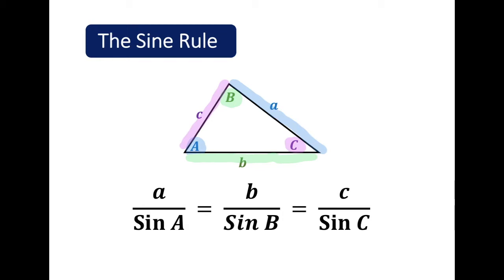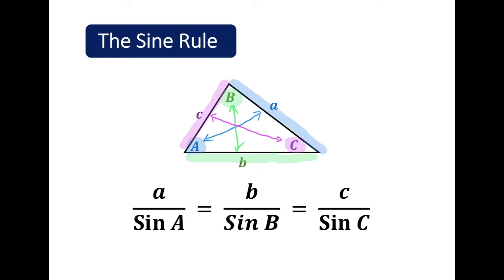When using the sine rule, it is important to remember that the side and the corresponding angle are opposite each other. So side A is going to be opposite angle A. Side B is going to be opposite angle B. And side C is going to be opposite angle C. So we can use this when we are working through problems involving the sine rule to be able to label our sides and angles to enable us to use the sine rule.